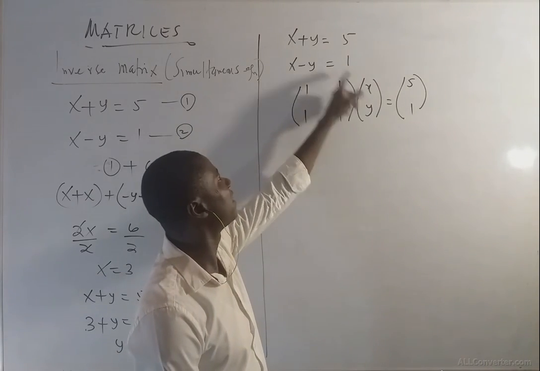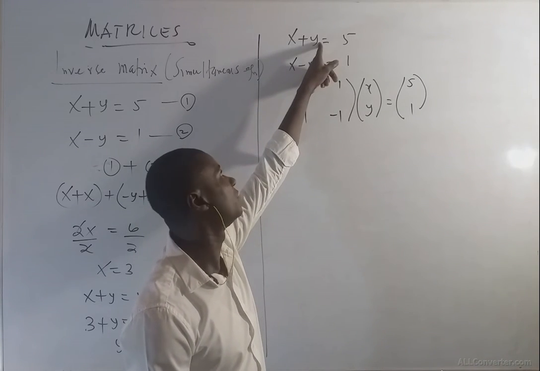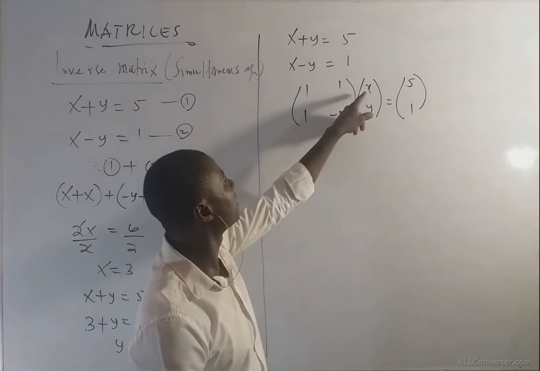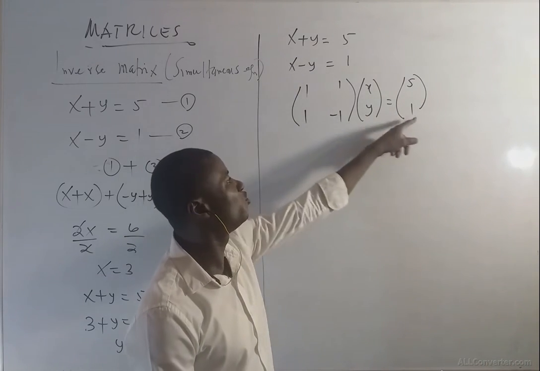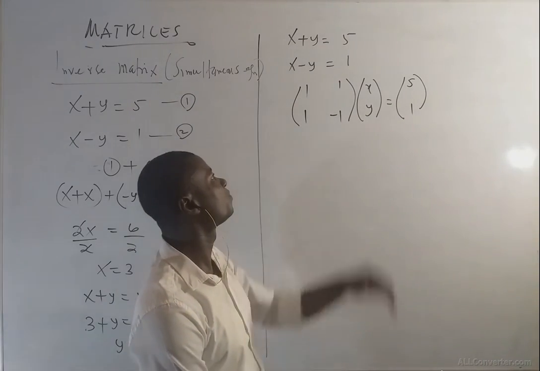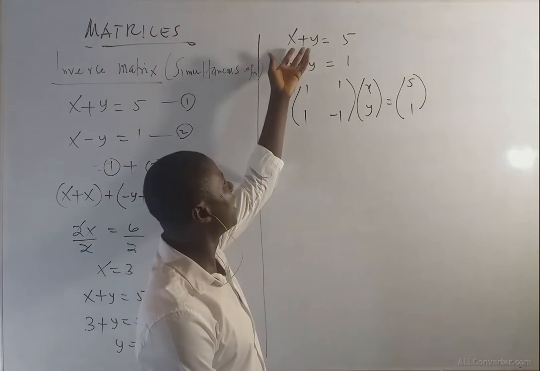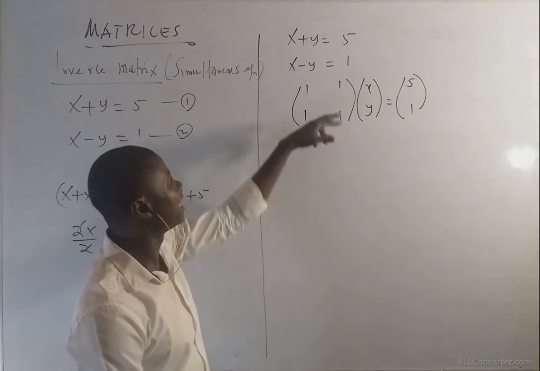1 times x will give us x, plus 1 times y will give us y. So you see that we have our x plus y. Then we have 1 times x will give us x. Then minus 1 times y will give us minus y. And this will be equal to 1. So when we multiply this by this, we are getting this back again. So that is how we are only trying to use the matrix approach. And that is why we are writing this in that form.